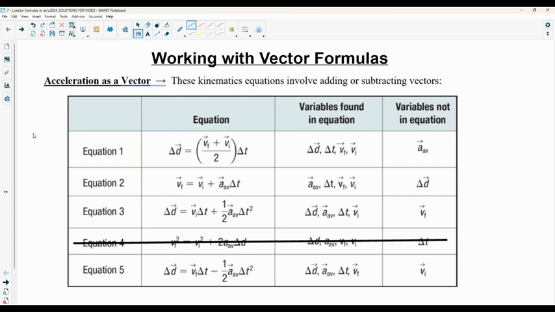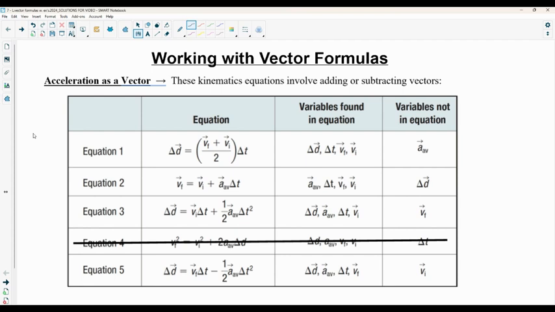Let's talk about working with vector formulas. First, big picture idea. We have all the skills we need for this already. We're just sticking two parts together. We know how to use our big five equations when we've got uniformly accelerated motion. So anytime we're working with acceleration, we know we're going to use these formulas.